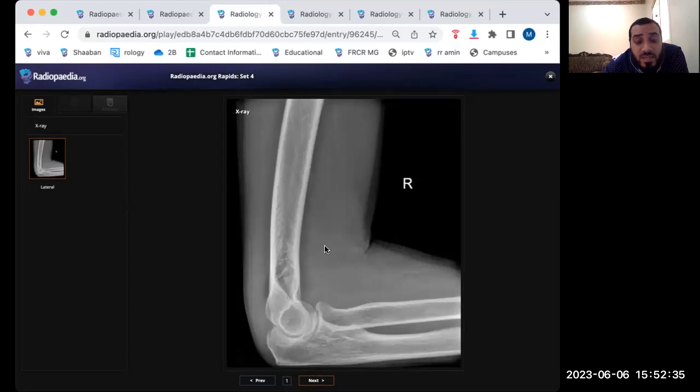Okay. For this image, you can see it is raised, the anterior fat pad triangle, and the posterior fat pad is visible. So this is 100% sure that there is right elbow joint effusion. If there is no fracture, go confidently and write down only effusion.